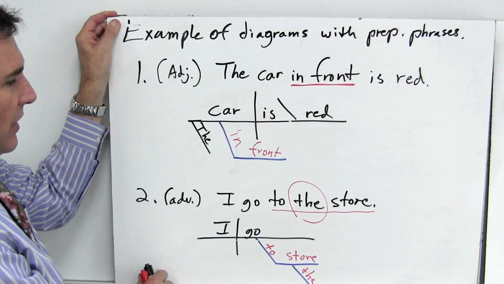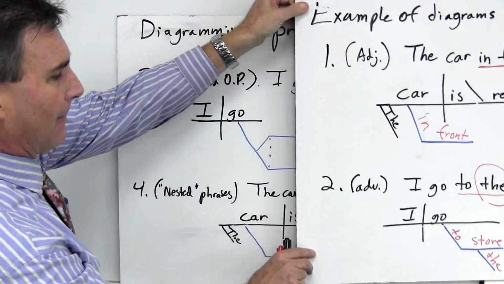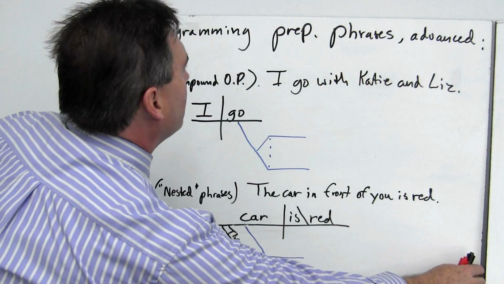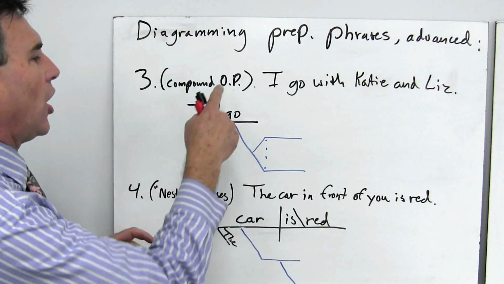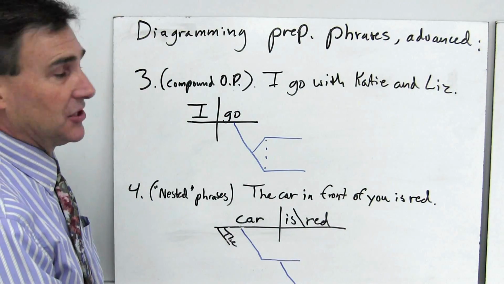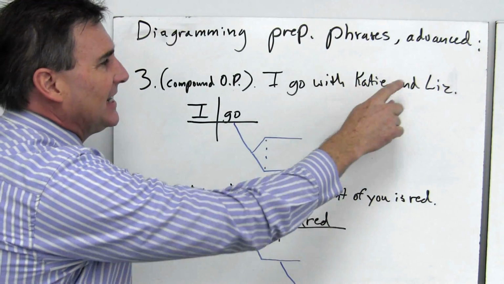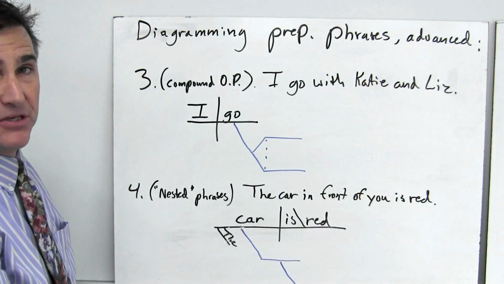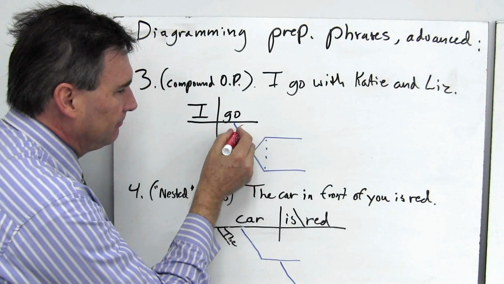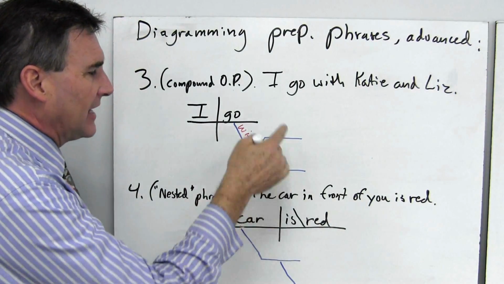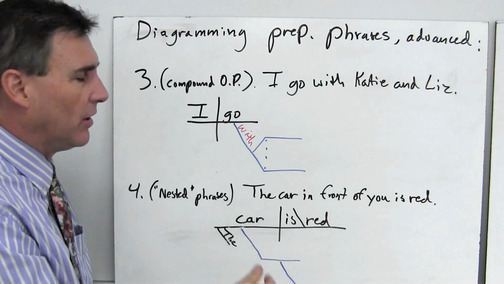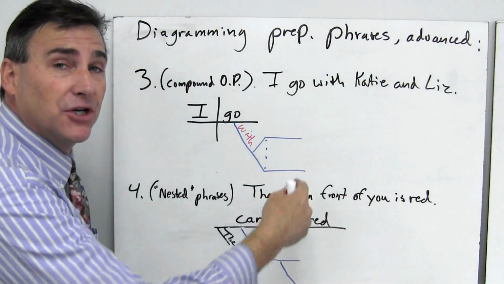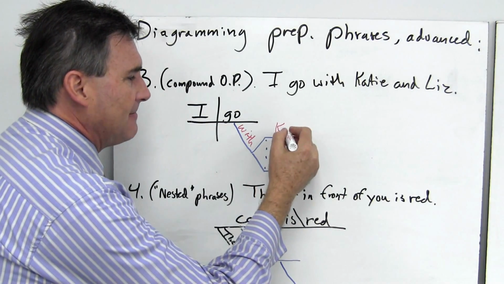Let's take a look at a little bit more advanced form. What happens when we start to compound things together? The first thing we'll look at here is a compound object of the preposition. I go with Katie and Liz. Well, we can see I is the subject, go is the verb, but our preposition with here is telling, again, the circumstances of the going, who we're going with, whom we're going with. We're going with two people, and so two objects of with. With whom? With Katie.